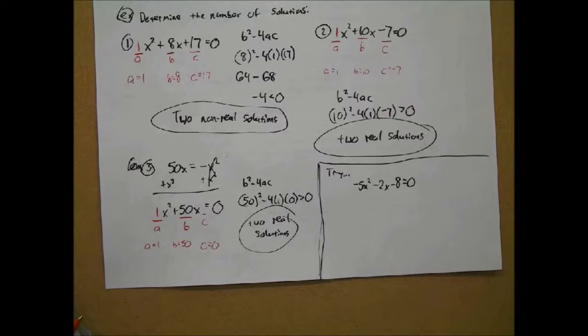Identify your A, your B, and your C, and then see if they're greater than 0, less than 0, equal to 0, after you simplify. B squared minus 4AC, right, is the discriminant.